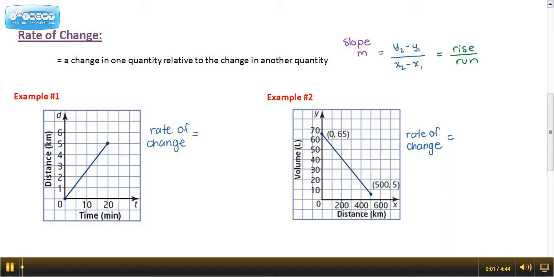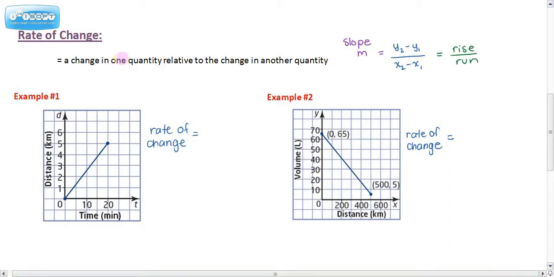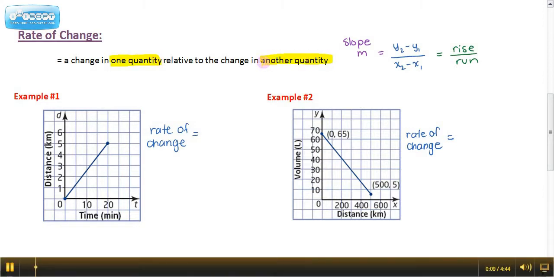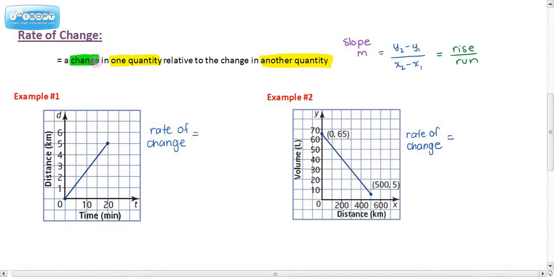Today we're going to talk about the rate of change, which is defined as a change in one quantity relative to the change in another quantity. The key word here is the fact that we're looking at the change in each of the variables and we're comparing them to each other. So if you think back to our slope equation where we have m equals y2 minus y1 all over x2 minus x1, if we look at the numerator, we're getting the difference in the y values.